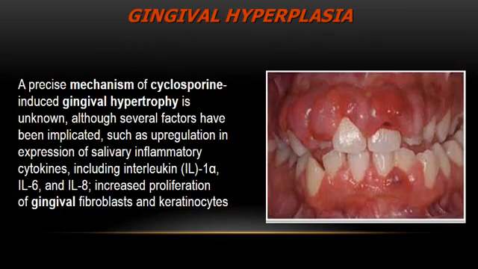And gingival hyperplasia is one of the annoying problems that you face with renal transplant patients or other organ transplantation patients undertaking cyclosporin A. The mechanism of cyclosporin-induced gingival hyperplasia is yet unknown, although several postulations have been made, such as upregulation and expression of some salivary inflammatory cytokines, including interleukin 6 and interleukin 8, and the increased proliferation of gingival fibroblasts and keratinocytes.